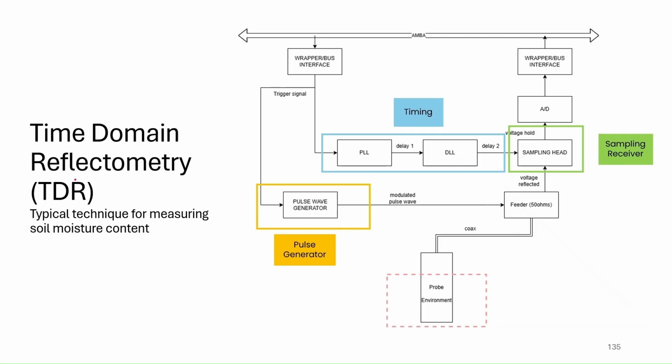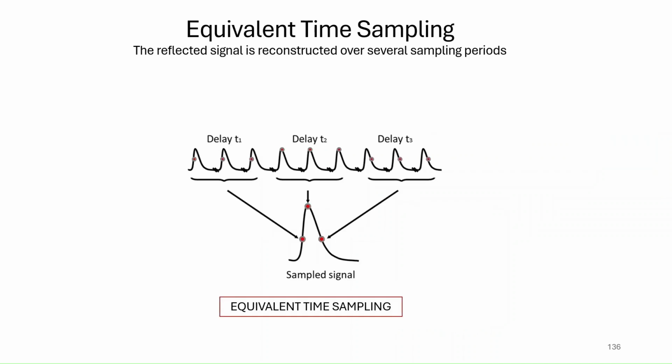This is our analog front end. There are three important parts: the pulse generator, the timing, where we implement two delays that we are going to talk about a bit more later, and the sample receiver. We are going to go through all of these modules later.